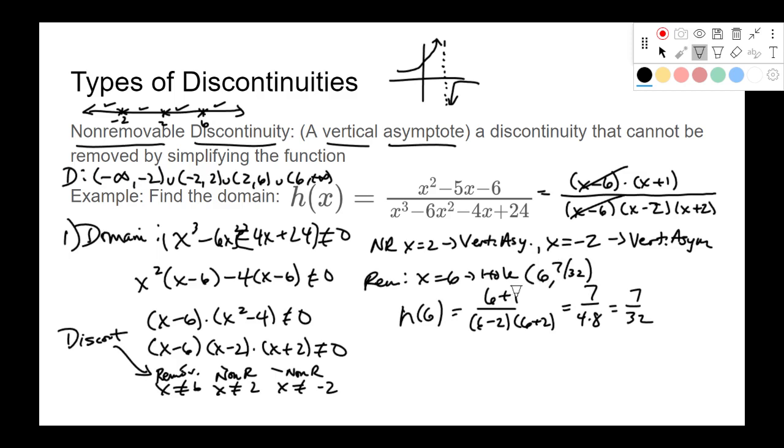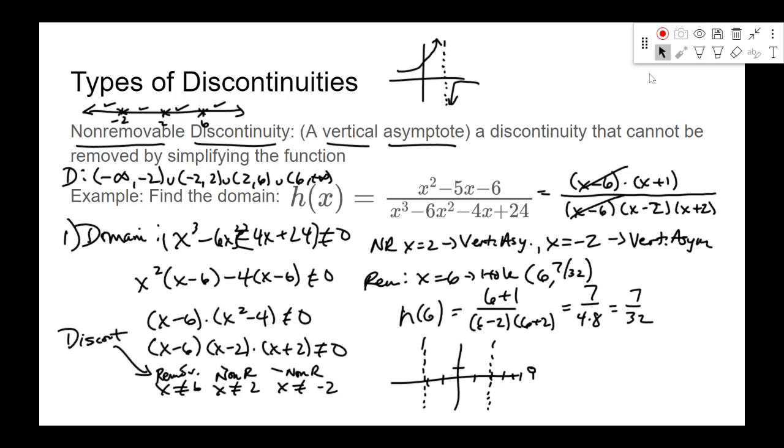So when I go to graph this function, there's going to be a vertical asymptote on x equals -2. There's going to be a vertical asymptote on x equals 2. And there's going to be a hole at the point 6, 7 over 32. There's literally going to be an open circle on the graph. I don't know what the rest of the graph looks like, but I know all 3 of those things already. Okay, those are my 2 types of discontinuities. We're going to practice that later on too when we put the whole thing together. All right, those are your first 2 steps in being able to graph a rational function.